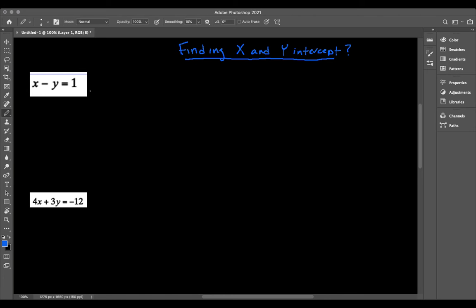So let's look at the first one. We have x minus y equals 1. Okay. So when we try to find the x and y intercept, what do we know about that? The x-intercept is where it crosses the x-axis, and the y-intercept is where it crosses the y-axis. So all we have to do is note that those 2 coordinate points always have a 0 in either their x or y coordinate. Okay, so what we'll do is just put a 0 into the equation and solve for the other one. So let's do that now.